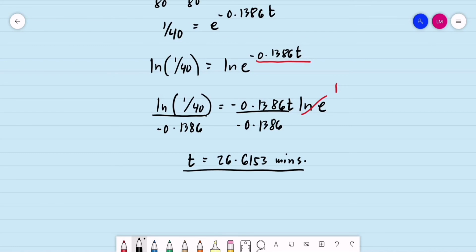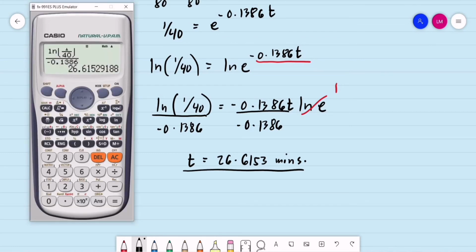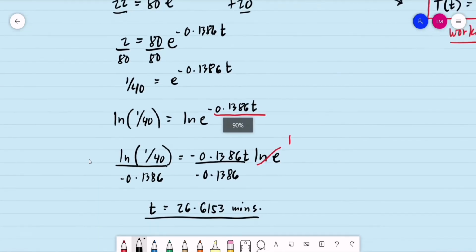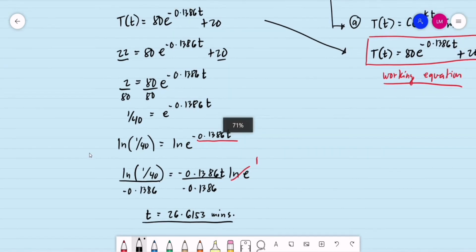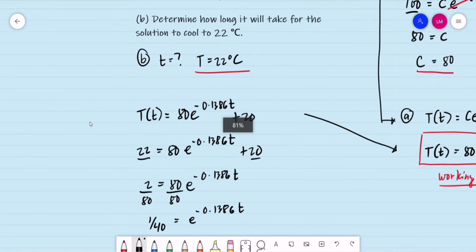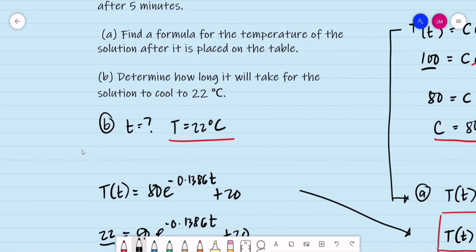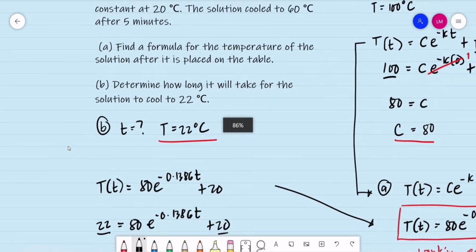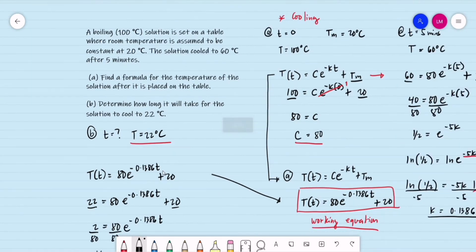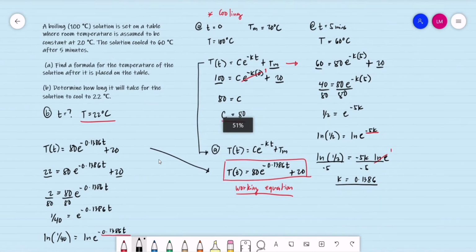Let us double check the value. 26.6153 minutes. So this will be our solution. So after, or on the time of 26.6153 minutes, the temperature will be now at 22 degrees Celsius. So this will be our solution for this example.